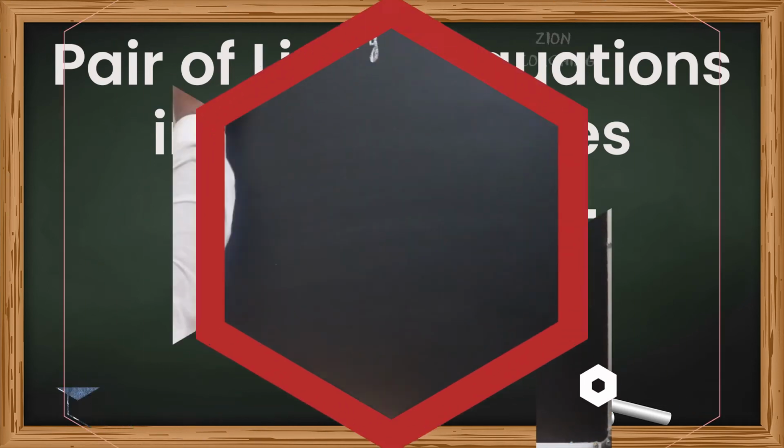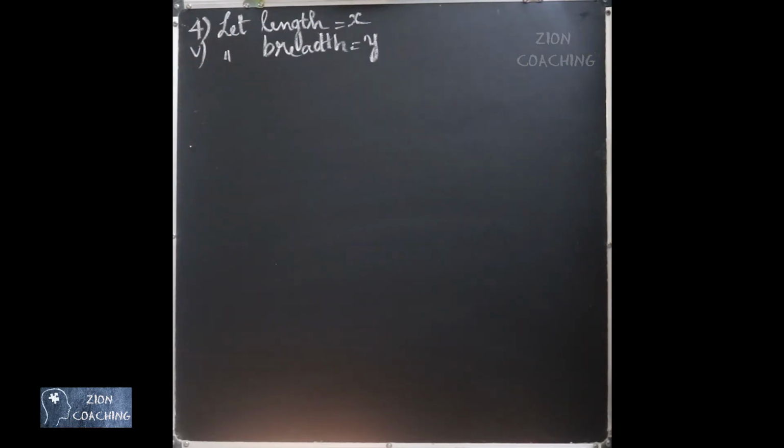Now, question number 4, fifth subdivisions. In this question, we have to find the dimensions of the rectangle. That is, we have to find the length and the breadth. So, we will assume length to be x units and breadth to be y units.